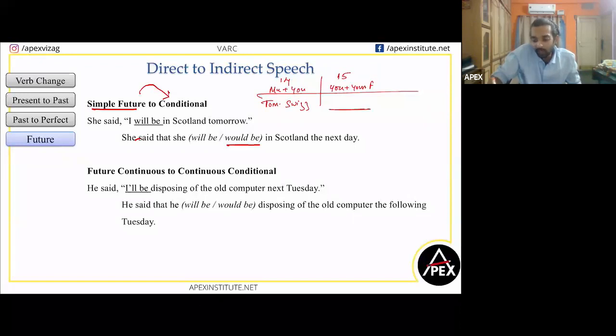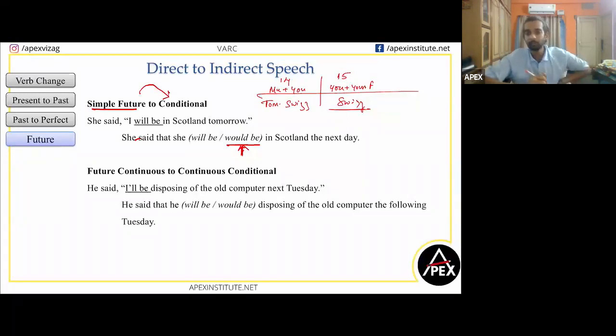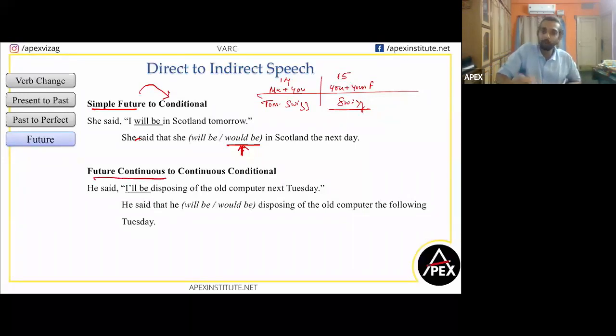So over here, am I already in Switzerland or not? Yes, I'm already in Switzerland. That means I would have already been in Switzerland. By then I would have already arrived, so that is why we use would. Okay, clear? Yes. The same way, if it is future continuous, then what will we do?